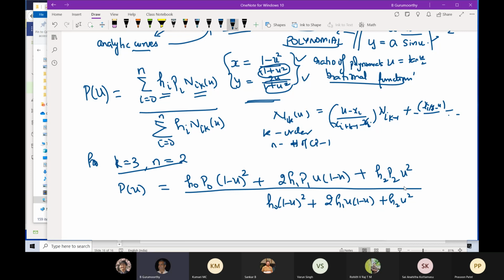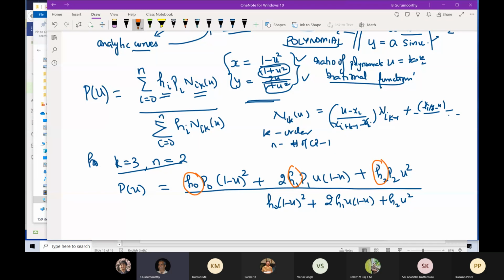Now, how many unknowns do we have in this equation? What are the unknowns here? The three H's, right? So the three unknowns are the three H's. H naught is not known, H1 is not known, H2 is not known. P naught, P1, P2 are known, right? You already calculated them. U is going from 0 to 1, so not a problem. So the only thing, three unknowns, three scalar unknowns, H naught, H1, H2.